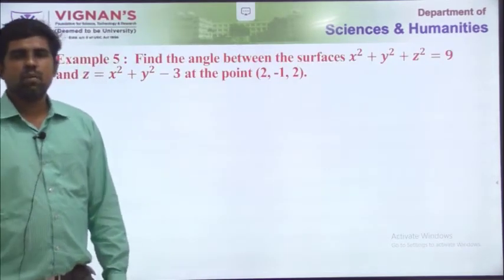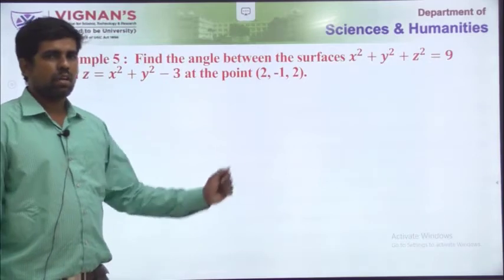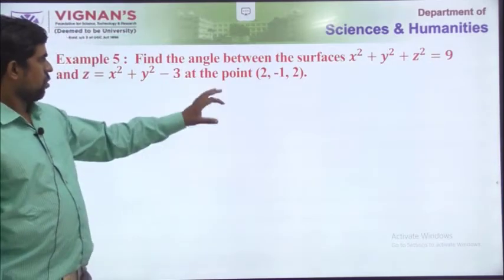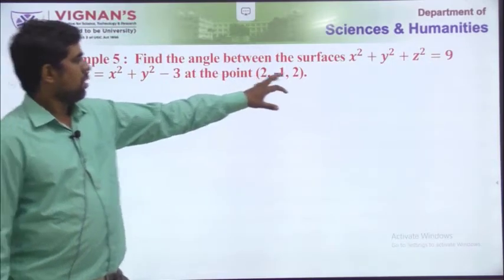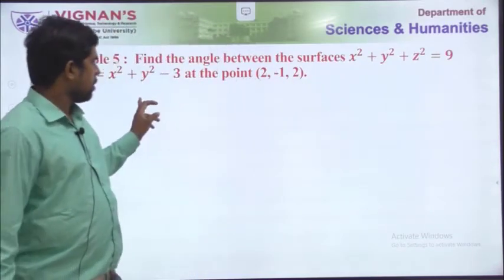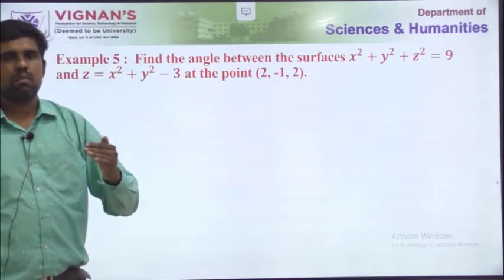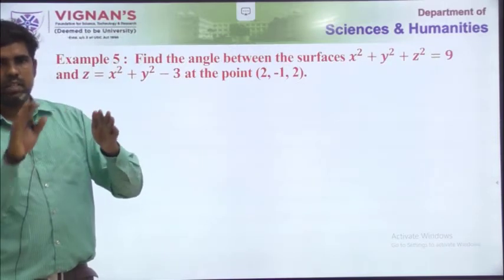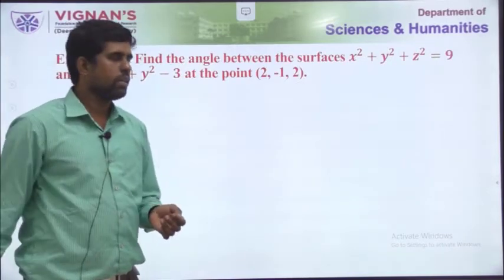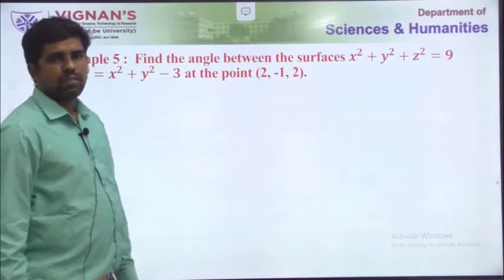So let us see one example based on angle between two surfaces. Here two surfaces are given and a common point is given. We need that common point to find the angle between these two surfaces at that particular point.